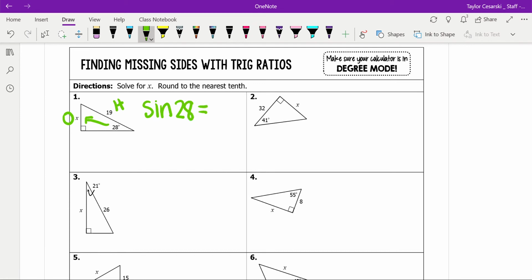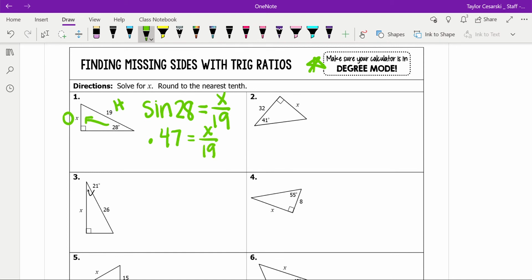So you have to put it in the right order. Equals x over 19. All right, so notice this part right here. It says make sure your calculator's in degree mode. So how you do that is you press mode on your calculator and then scroll over where it says radian and degree and make sure degree is highlighted. All right, so you're going to type in sine of 28 in your calculator and hit enter. And it will be 0.47 equals x over 19.